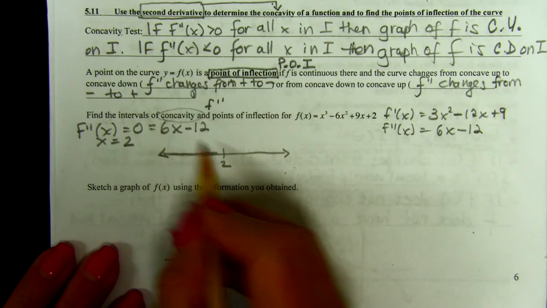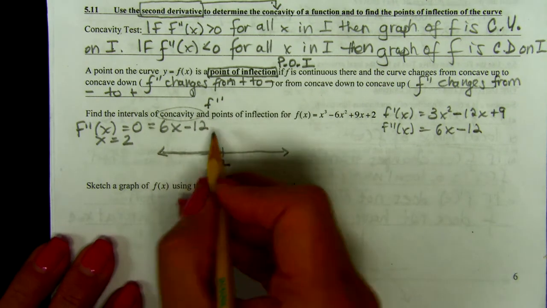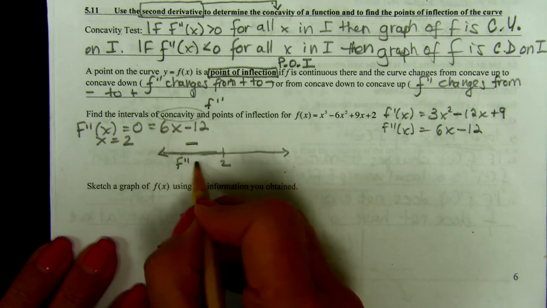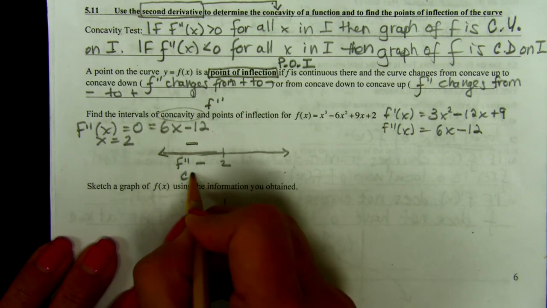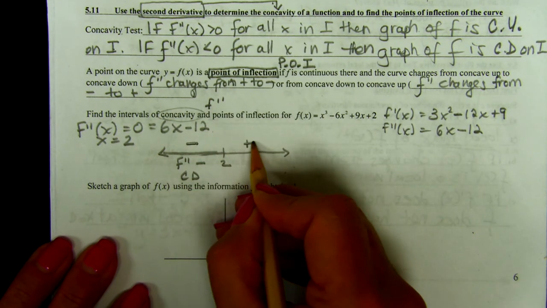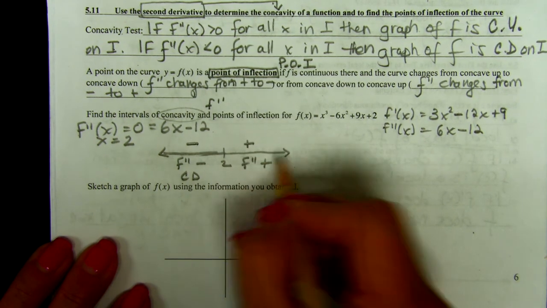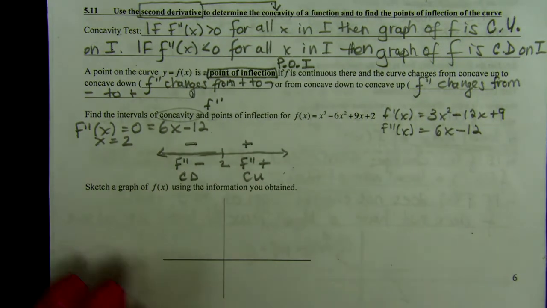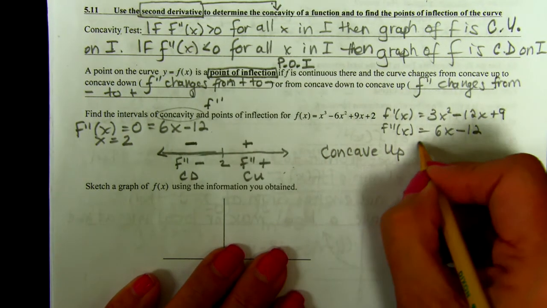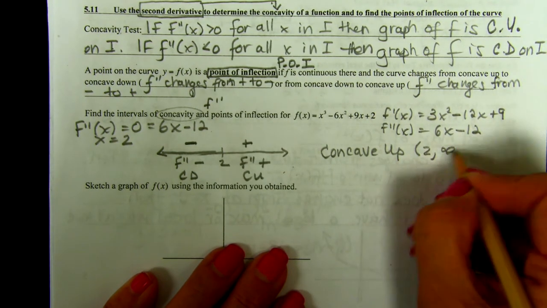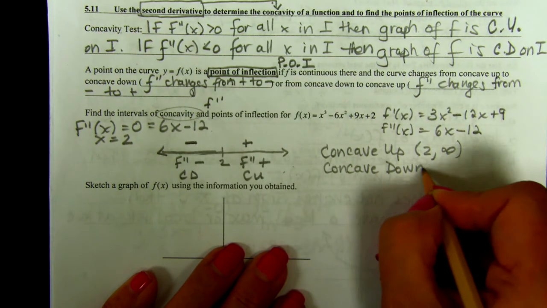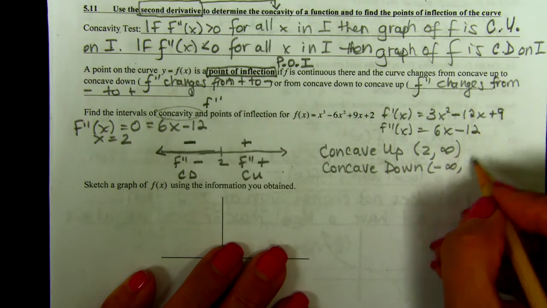Okay, so let's look at this side over here. Let's put 0. If I put 0 in here, I get that the second derivative is negative. So this is going to be concave down here. And on this side, if I put 3, I get a positive number. So the second derivative is positive, so it is concave up. So my intervals of concavity: it is concave up from 2 to infinity, and concave down, and you can use the abbreviations if you want, from negative infinity to 2.